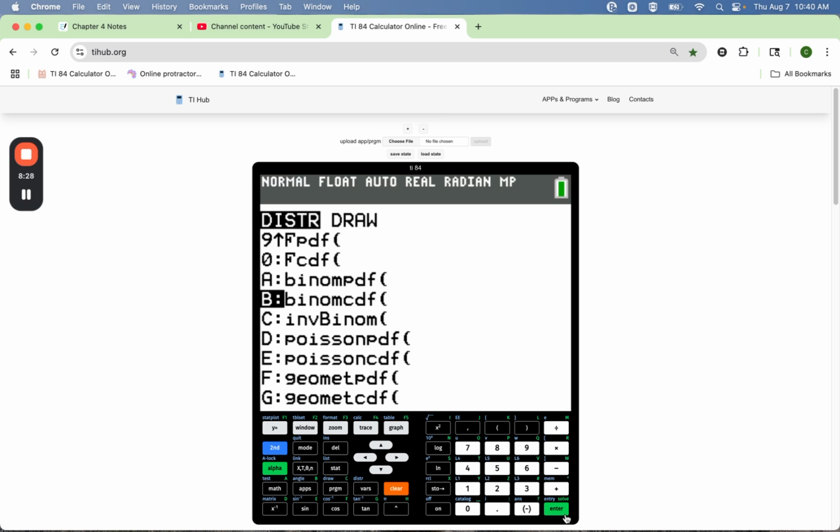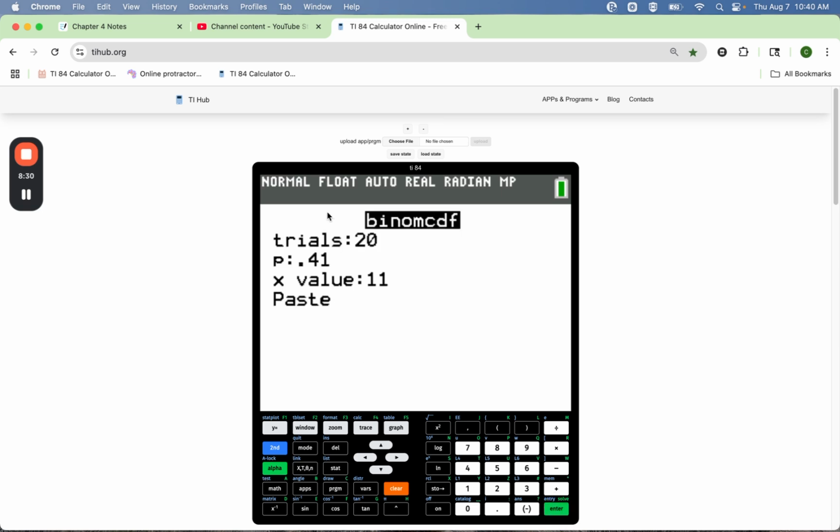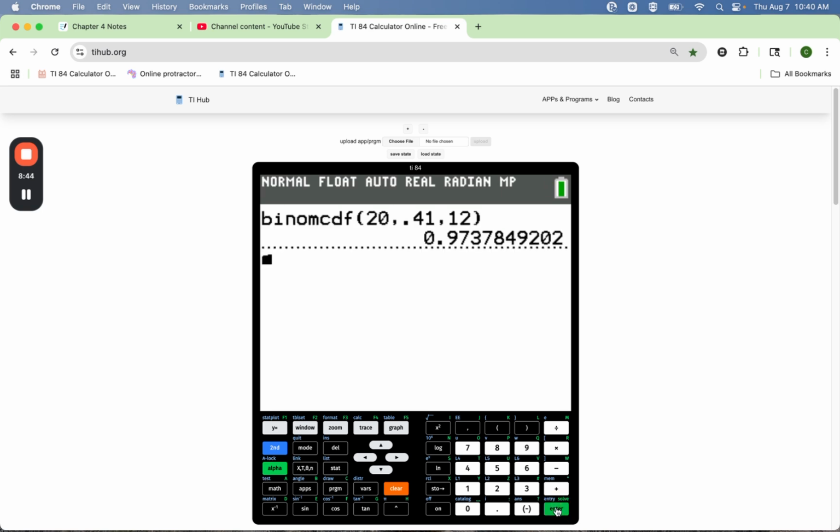So the binomCDF, right there: we have 20 trials, a p-value of 0.41, and the x value is 12 because I'm going up to and including 12. So paste, enter, 0.9738. So 97.38% of the time that we survey 20 people, 12 or fewer will have a high school diploma but not be pursuing higher ed. That's a mouthful.